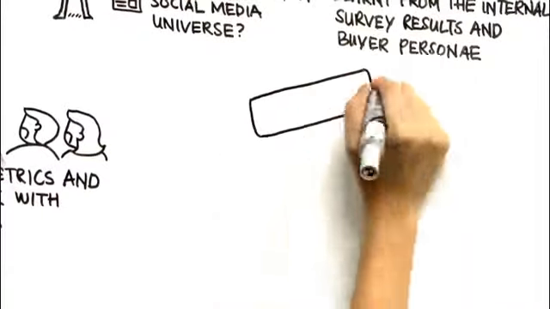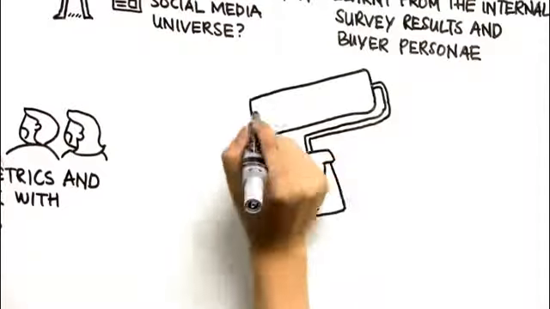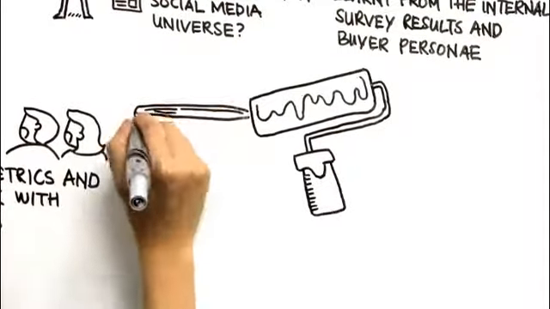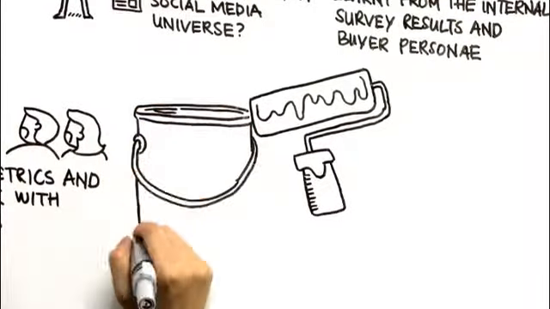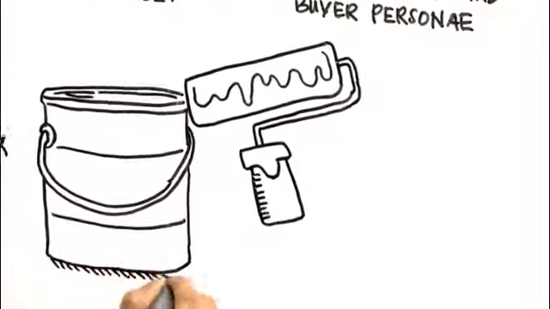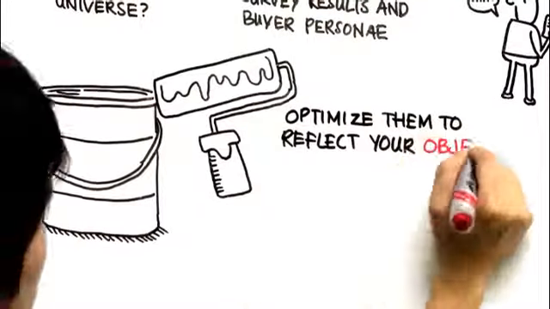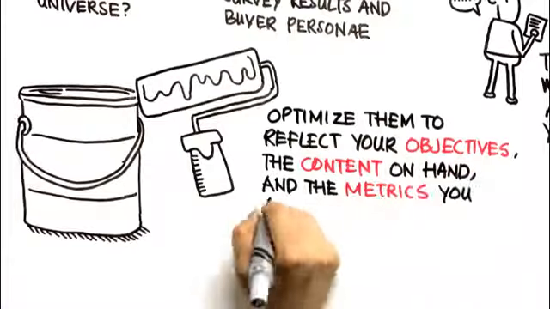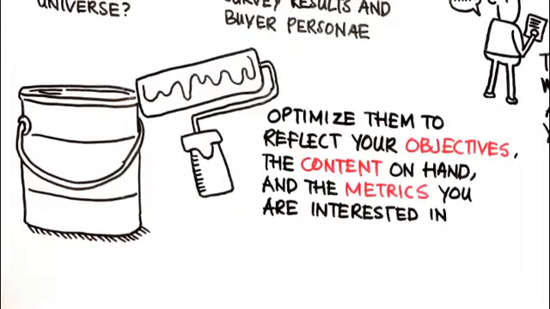Next, customize your social media channels, such as a multi-author blogging platform, a custom Facebook page, YouTube channels, and so on. Optimize them to reflect your objectives, the content on hand, and the metrics you are interested in.